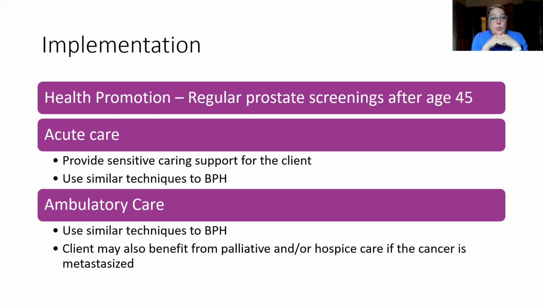In acute care, we're going to be providing sensitive caring support for the client, and we're going to be using a lot of the same techniques that I talked about in BPH. For ambulatory care, we're also going to be using a lot of the same techniques as BPH. If the cancer has metastasized, the client may also benefit from palliative care, all the way up to hospice care.